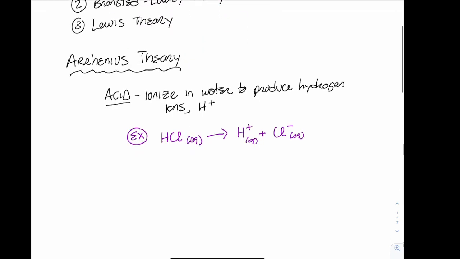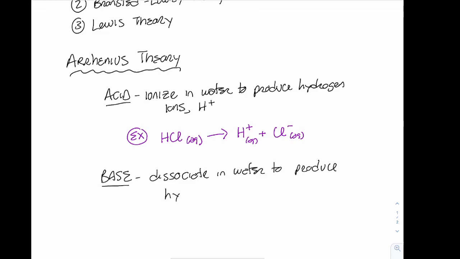An Arrhenius base is going to dissociate in water to produce hydroxide ions. And this is honestly what makes this theory so limiting: the only way it's going to dissociate, to break apart, and have one of the products be hydroxide, is if it actually has a hydroxide ion. So this limits bases to only compounds containing hydroxide ions.